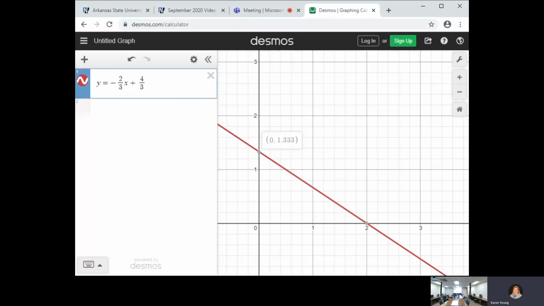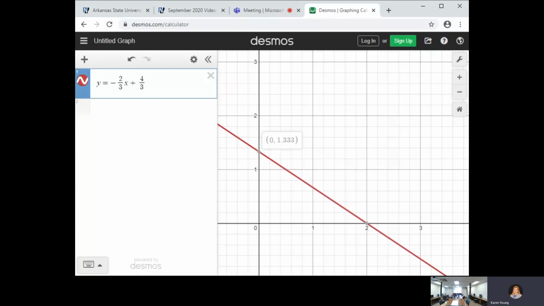Everybody has access to Desmos, so all you have to do is type in Desmos, D-E-S-M-O-S. Use your student email, it makes it easier. You can sign up. There's a couple of activities we'll do eventually on Desmos. It's real nice and handy to use.